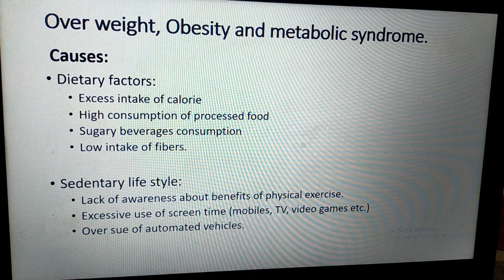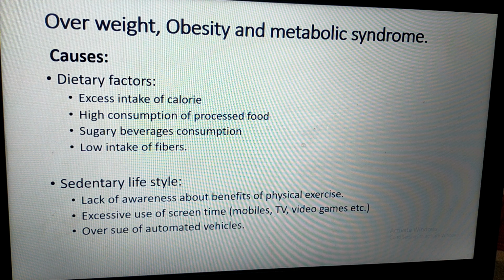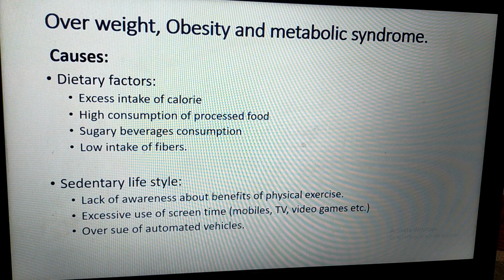Such foods generally have a high amount of salt and a high amount of trans fat, because trans fat on storage does not give an unpleasant smell and taste to that food. Therefore trans fat is generally used for preparing processed food. Sugary beverage consumption like soft drinks, fruit juice, etc. Low intake of fibers. So these are some dietary factors.